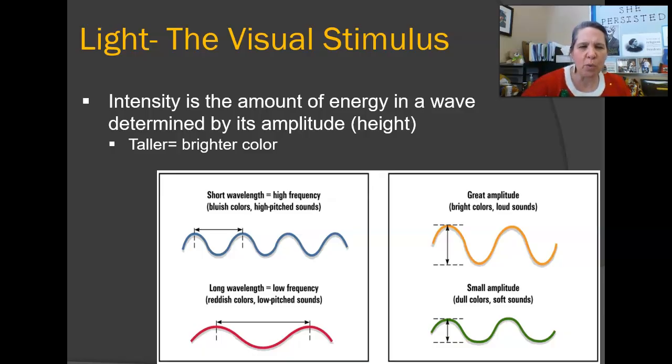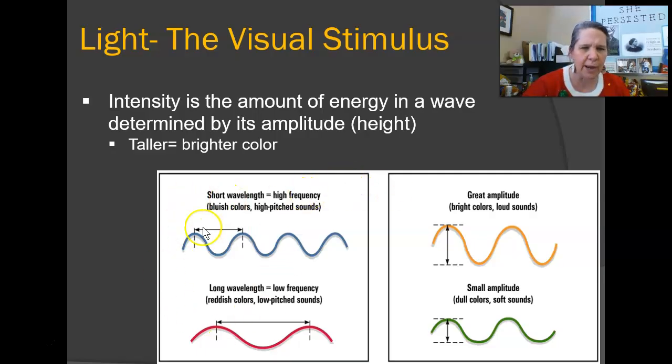So when we're talking about wavelength, there's a few things that we're talking about. We're talking about wavelength, which gives us the hue, and then we're also talking about intensity, which is the amount of energy in a wave that is determined by its amplitude or the height of the wave. So the taller the wave, the brighter the color seems to us. This chart right here is a really fantastic chart that gives us those two ideas, the length of the wavelength and then the height or the amplitude of the wavelength.